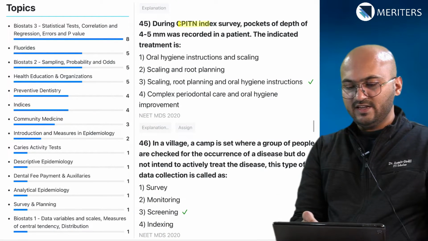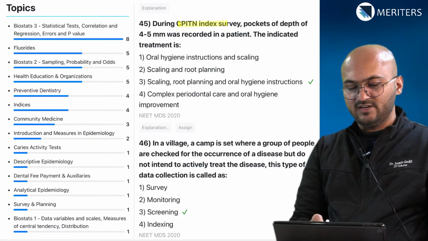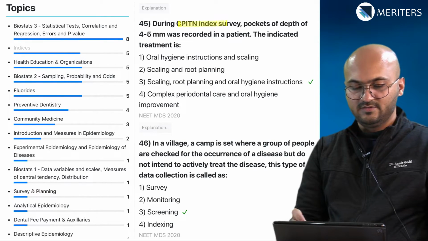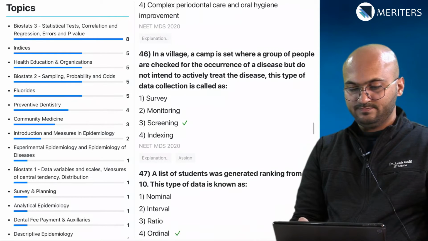During CPITN and index survey, pocket depths were measured. The indicated treatment according to that reading. So that goes to index.